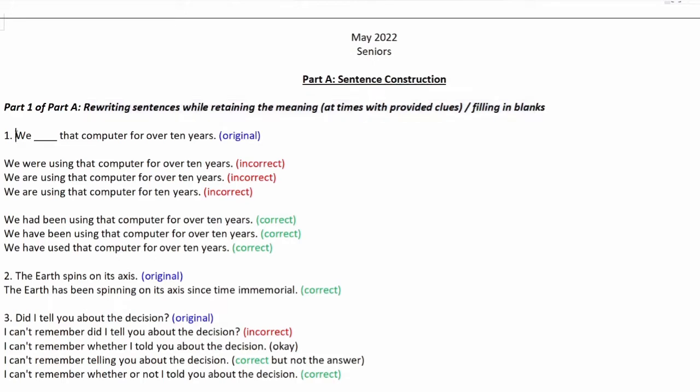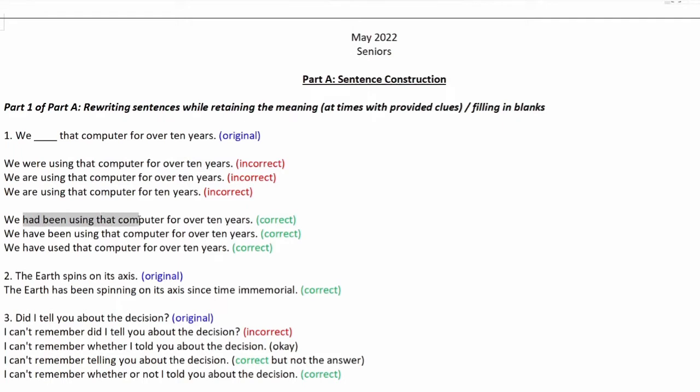Alright, number 1. We blanked the computer for over 10 years. So that's the original sentence. So we were using that computer for over 10 years. We are using that computer for over 10 years. We are using that computer for 10 years. Okay, all of these are incorrect. This one is okay, but it doesn't make much sense. It's not really incorrect, but it's not really correct either.